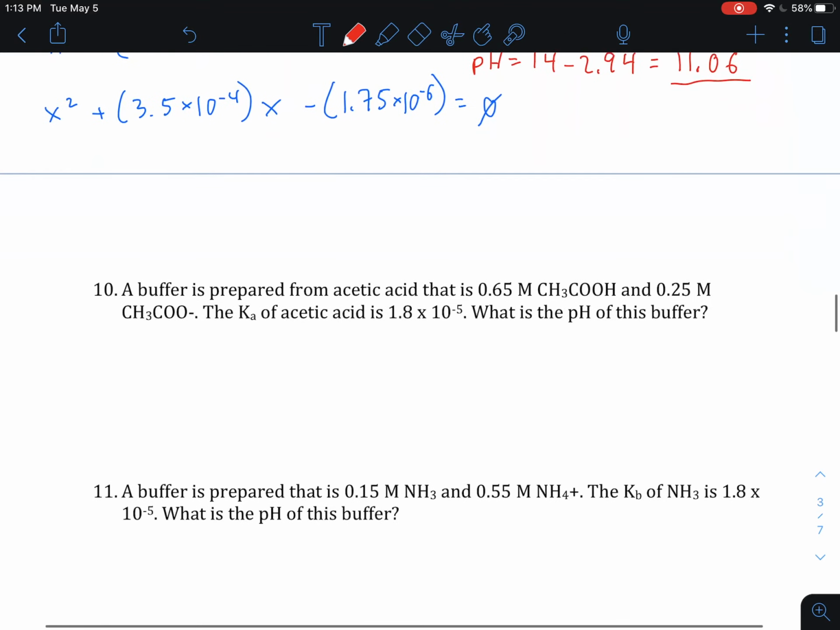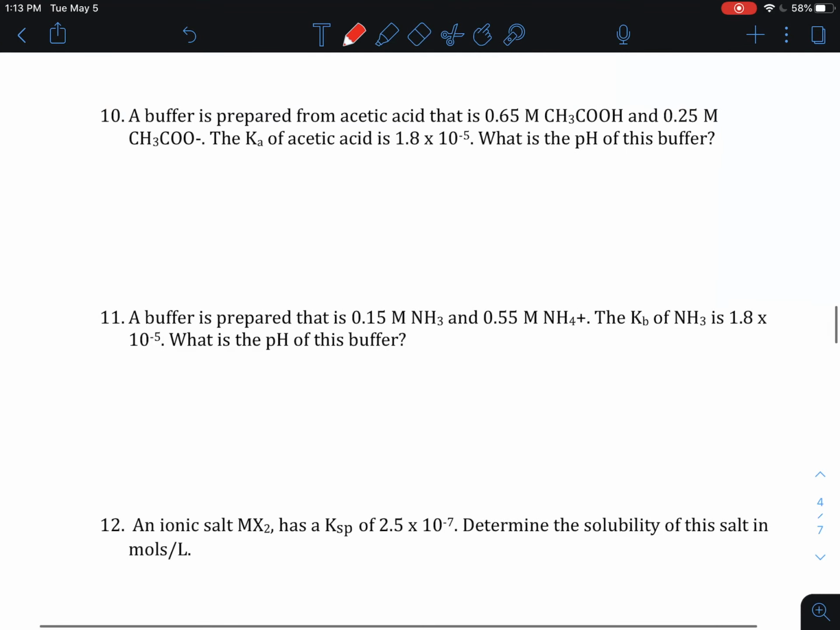Okay, I think two more acid-base ones. I'll do those, and then I'll cut off this video and then solve the rest of them in the next half.